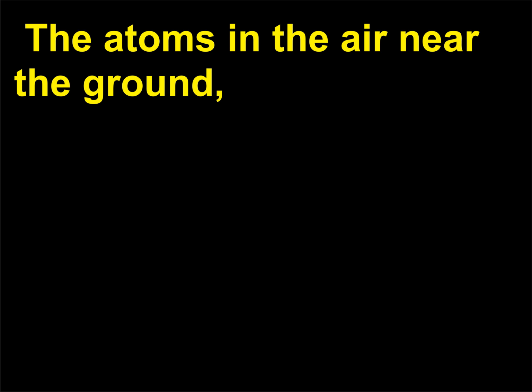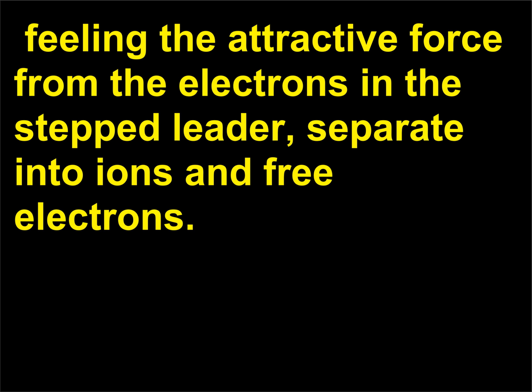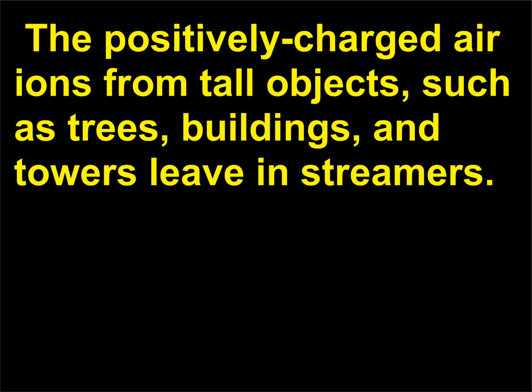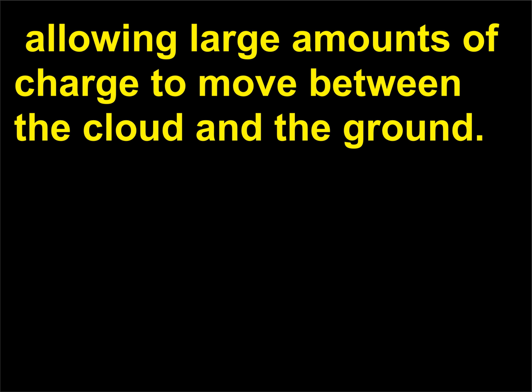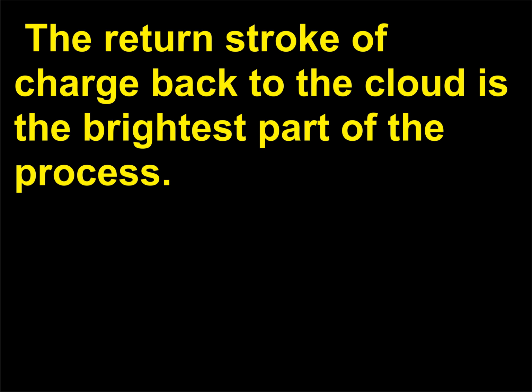The atoms in the air near the ground, feeling the attractive force from the electrons in the stepped leader, separate into ions and free electrons. The positively charged air ions from tall objects, such as trees, buildings, and towers, leave in streamers. When a stepped leader and streamer meet, a channel of ionized air is created, allowing large amounts of charge to move between the cloud and the ground. The return stroke of charge back to the cloud is the brightest part of the process.